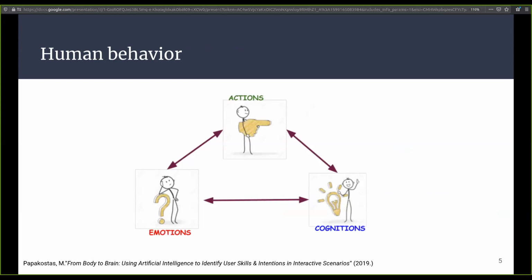So in a very abstract and simplistic view of what human behavior is, we could say that there are three main components under human behavior, and these are actions, cognitions, and emotions, which are highly interconnected and continuously affected by each other. So this very complex and dynamic relation is what makes us perceive the environment the way we do and react to it the way we do, which is usually very unique.